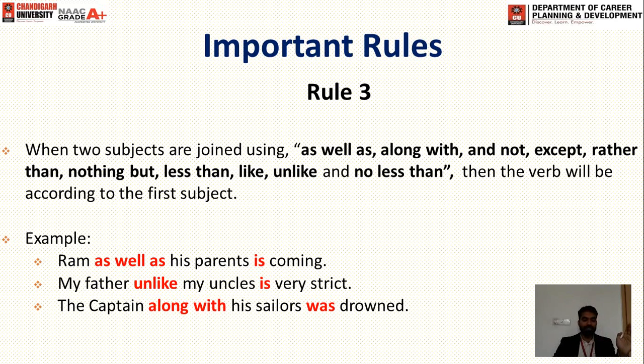Again, we have these things. Parents is plural, uncles is plural, sailors are plural. Okay, uncles, parents, they all are plural. But our main subject is what? Ram, my father, the captain. Actually, they are the main subject. That's because these words, as well as, along with, actually tell you which is the main subject or not. Okay, but just to learn this particular rule, whenever we see these sets of words, we'll be using the verb as per the first subject.